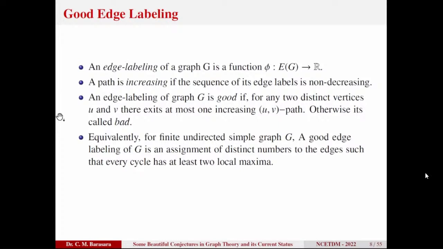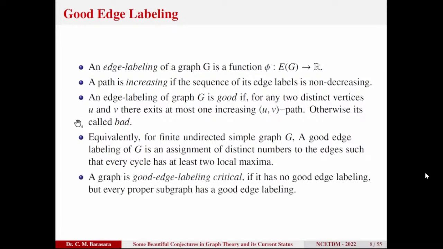Equivalently, for a finite undirected simple graph G, a good age labeling of G is an assignment of distinct numbers to the edges in such a way that every cycle has at least two local maximums. A graph G is good age labeling critical if it has no good age labeling, but every proper subgraph has a good age labeling.